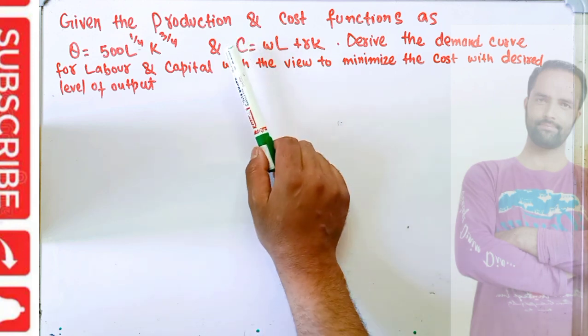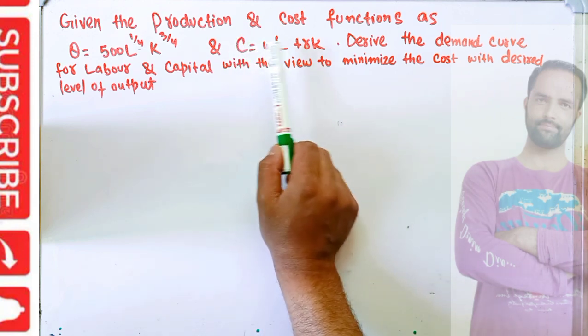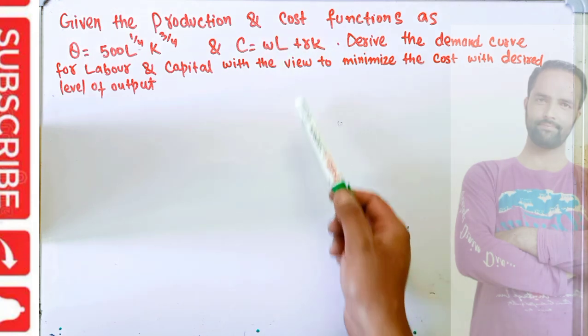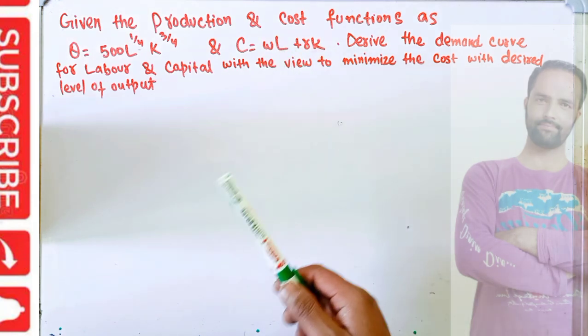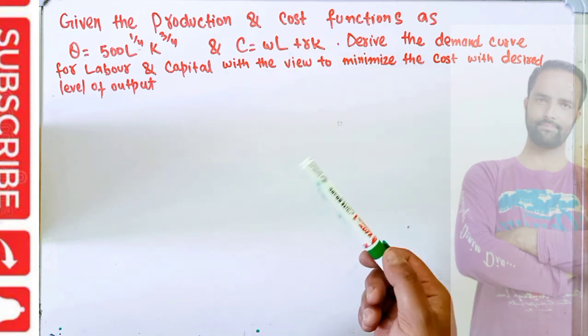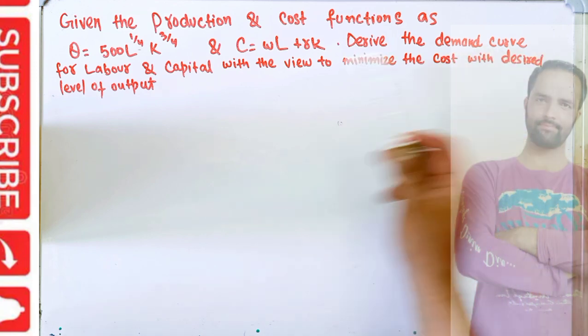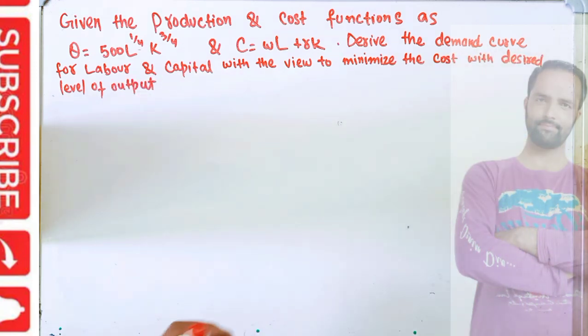We are given the cost function as C = WL + RK. W denotes the wage rate of labor and L denotes the units of labor, plus R denotes the rental rate of capital, and K denotes the units of capital. We have to derive the demand curve for labor and capital. This question was actually asked by a viewer who was confused how to derive them, so let me give the whole explanation here.